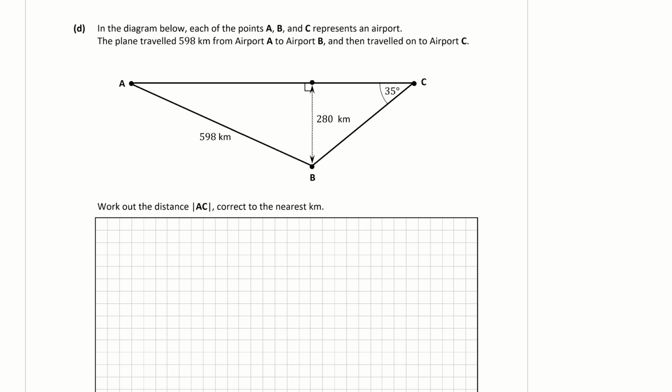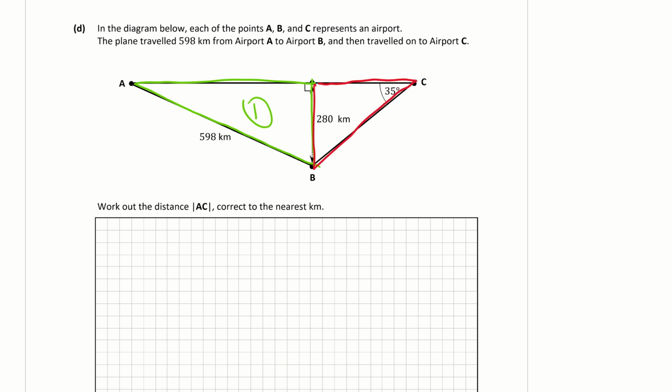Part D, in the diagram below, each of the points A, B, C represents an airport. The plane travels 598 from airport A to B and then travels on to C. Work out the distance from A to C. So this is the length of the line we need here. Bit of work involved in this one. Let's focus in on this triangle first. I'm going to split this question into 2 triangles: this one and then this one.